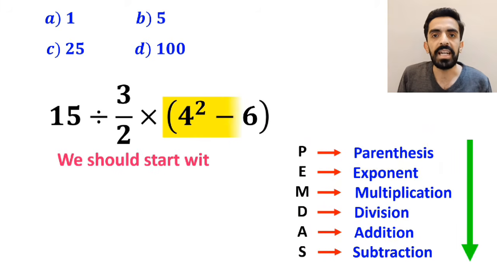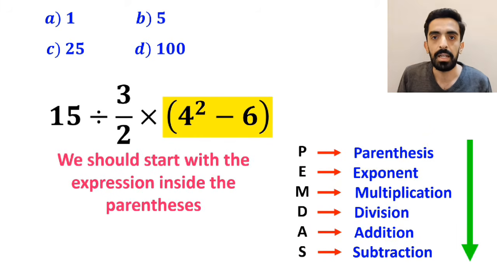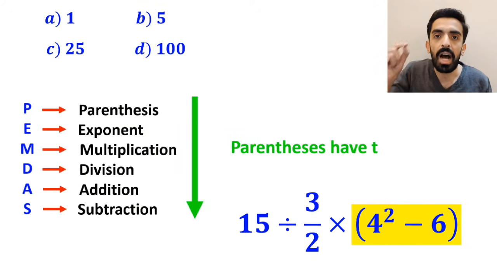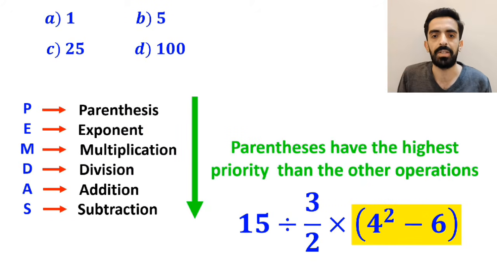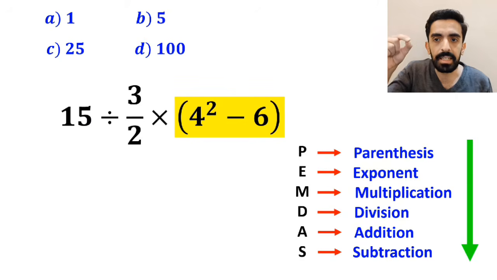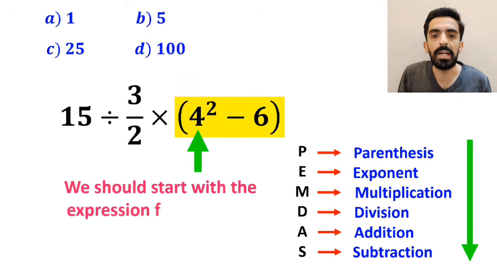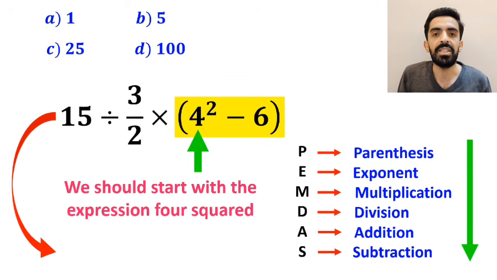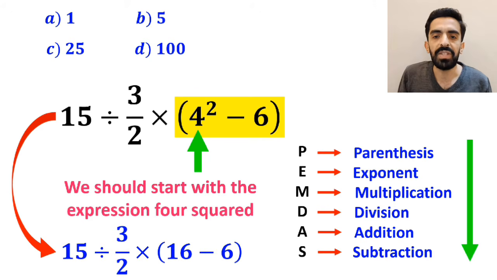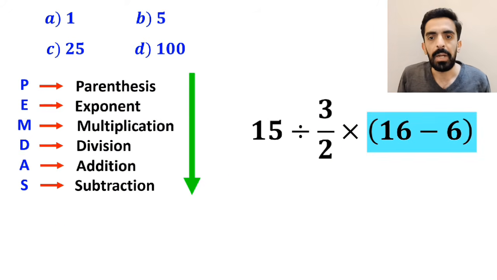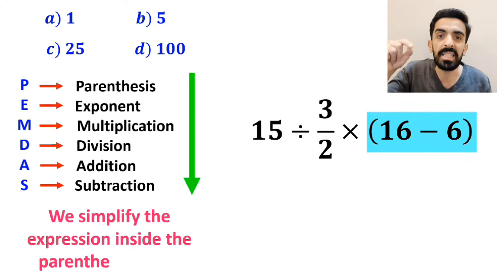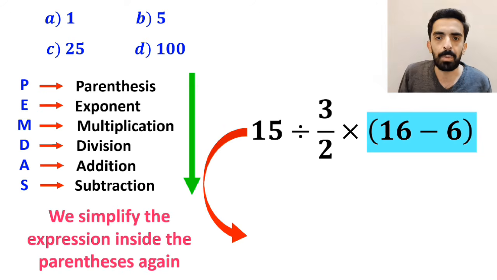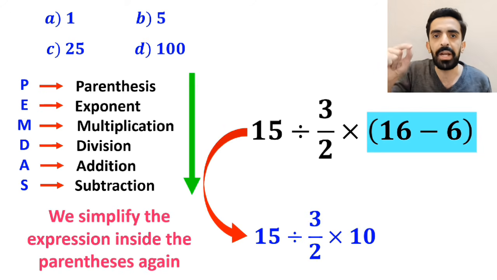So, we should start with the expression inside the parentheses first, because parentheses have higher priority than the other operations. And inside the parentheses, we should start with the expression 4 squared. So, instead of this expression, we can write 15 divided by 3 over 2 multiplied by (16 minus 6). In the next step, we simplify the expression inside the parentheses again, and instead of this expression, we can write 15 divided by 3 over 2 times 10.